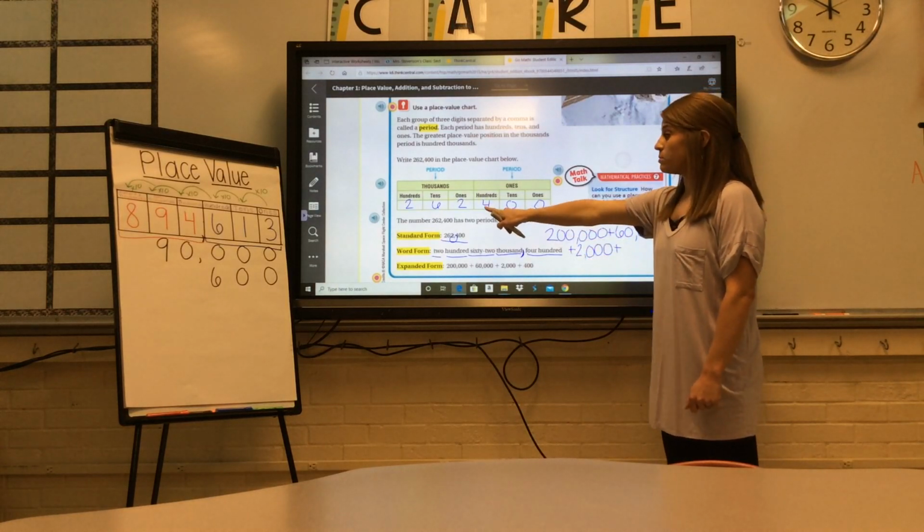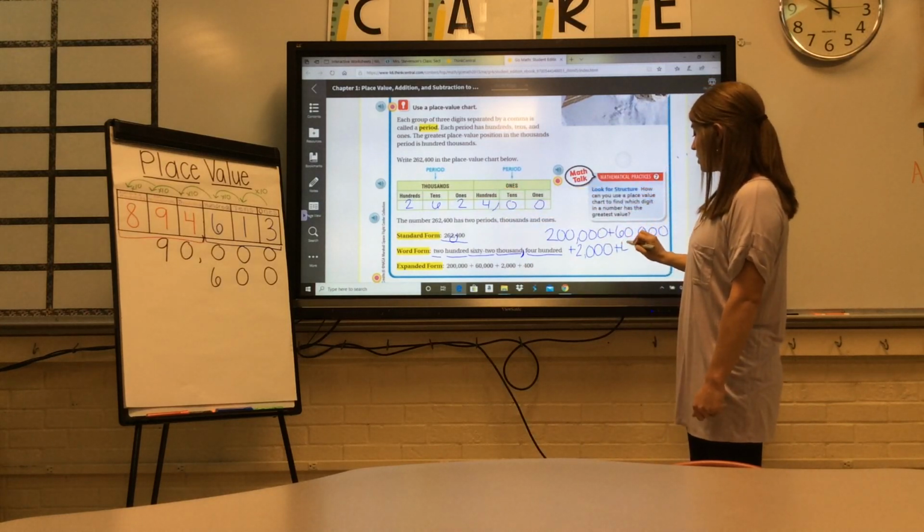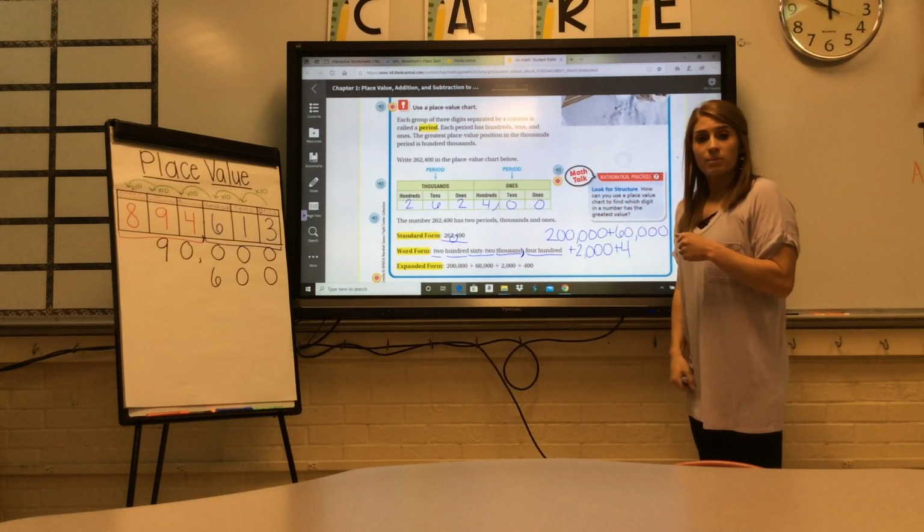And then I look at my last place value right here, which is the 4 in the hundreds place. I'm going to write my 4. How many places are behind that 4?